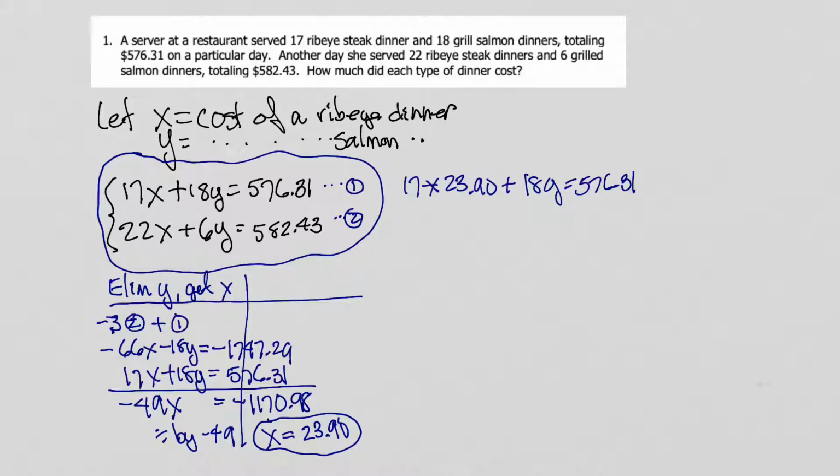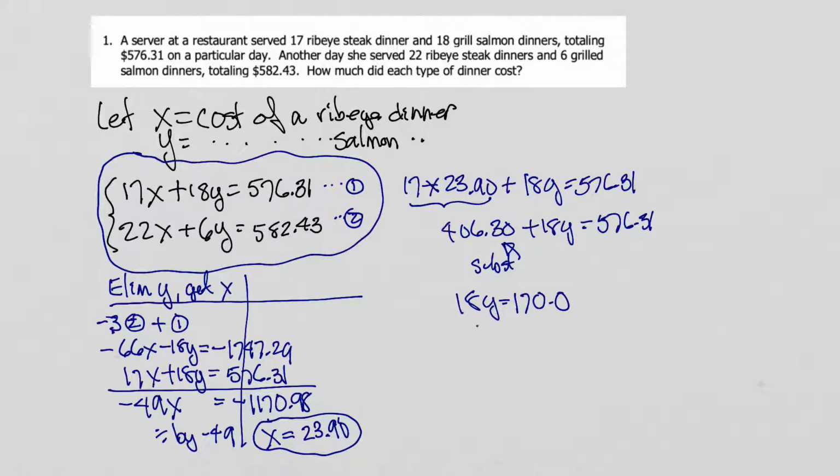So this is going to give us right here, I got 406.30 plus 18y, that's equal to 576.31. And now we're going to solve for y. We're going to subtract that 406.30, so that'll leave us 18y equals, I got 170.01, and now when I divide that by 18, I'll do that on my calculator, I got y is equal to 9 point, now I'm going to round up here, 9.45.